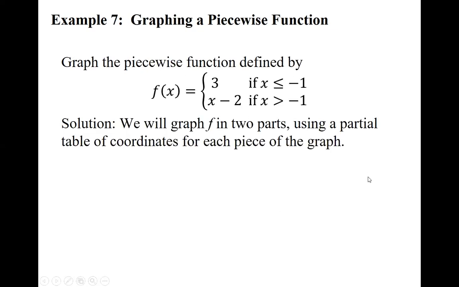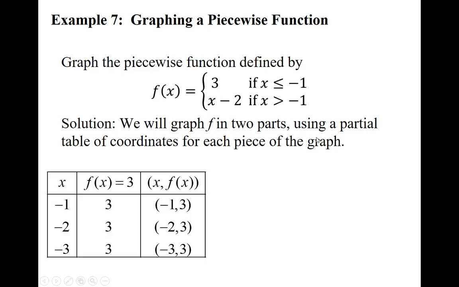Graphing them is like graphing each individually, but then only picking the part that we want. Here, each section of the domain is going to be a different line. For instance, when x is less than or equal to -1, we'll have the line f of x equals 3. We'll have the line x minus 2 when x is greater than -1.